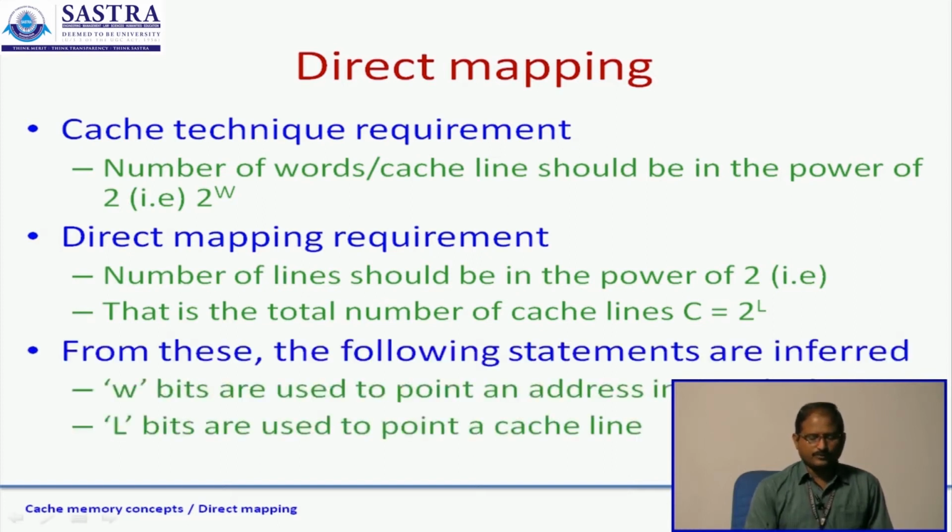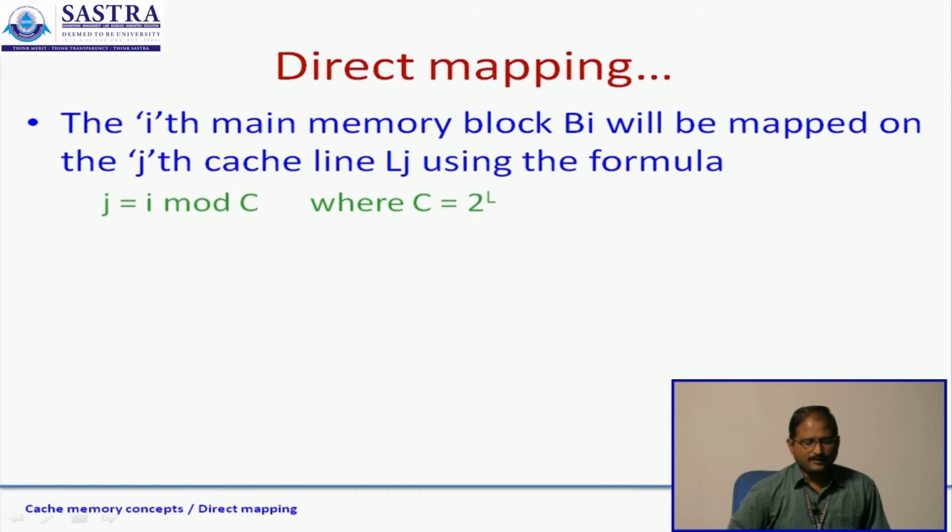From these two, we can infer the following statements. W bits are used to point to an address in a cache line. L bits are used to point to a cache line. This one is direct mapping: the ith main memory block Bi will be mapped on the jth cache line Lj using the formula J equal to I mod C, where C is the total number of cache lines.